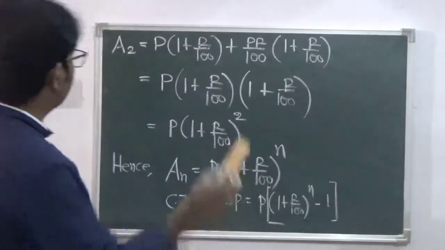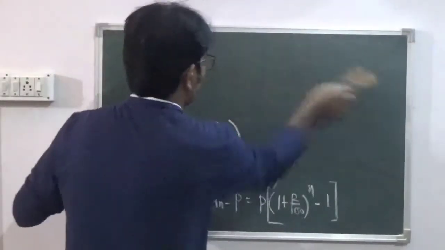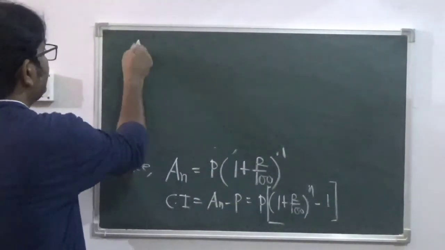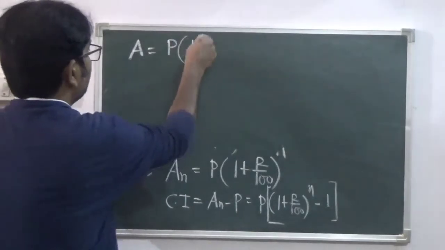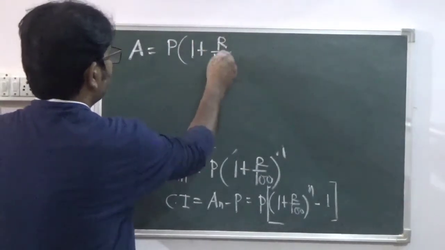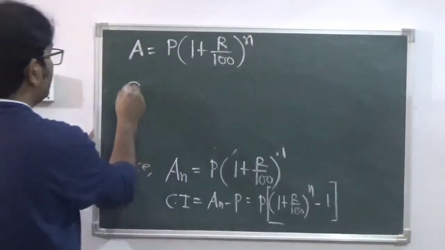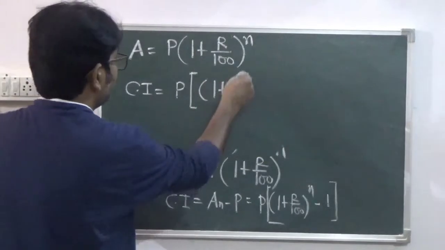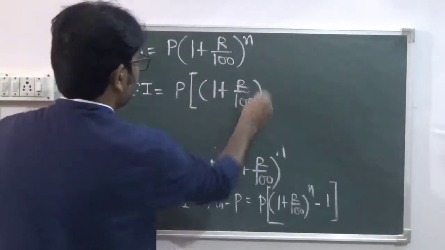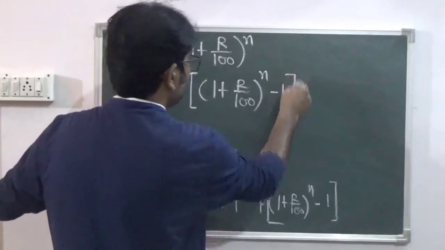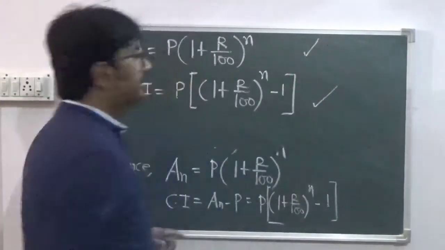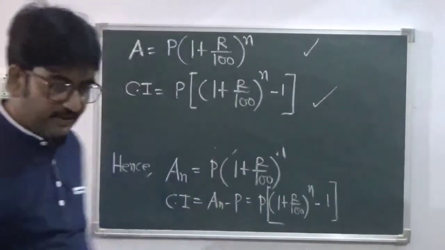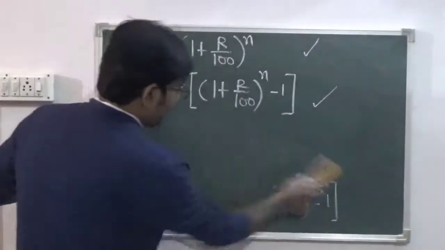So I write it neatly again on the top. The formula for compound interest: amount equals to P into 1 plus R by 100 to the power n, and compound interest is P into 1 plus R by 100 to the power n minus 1. So these two are the formulas that you will be using in solving the problems of compound interest. Now you have got certain formulas that you just copy on the board.